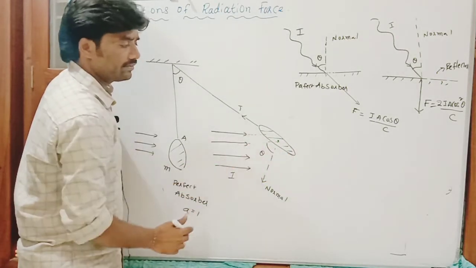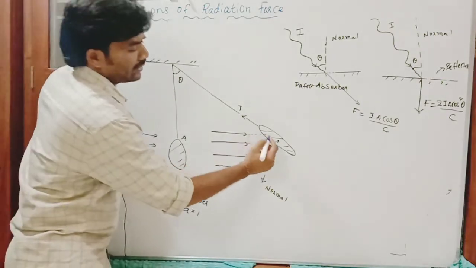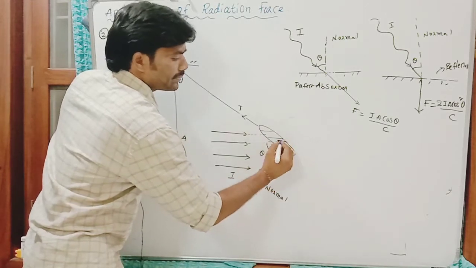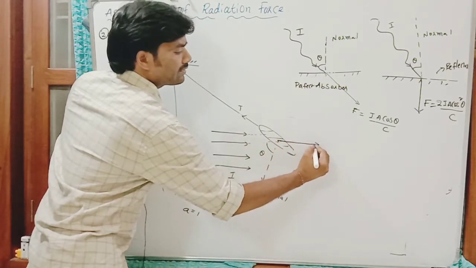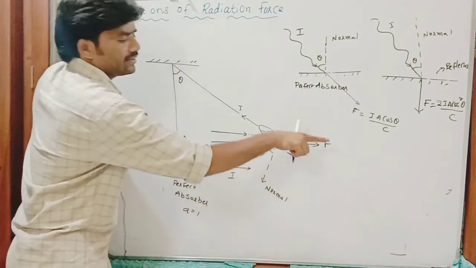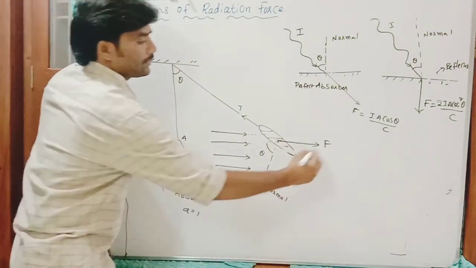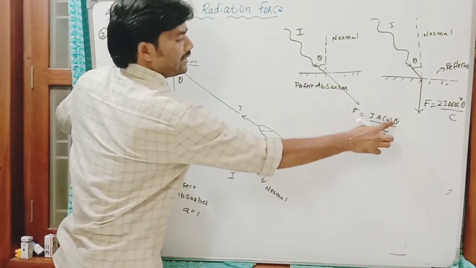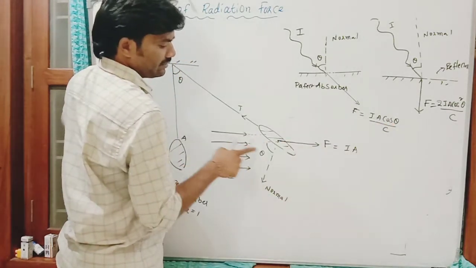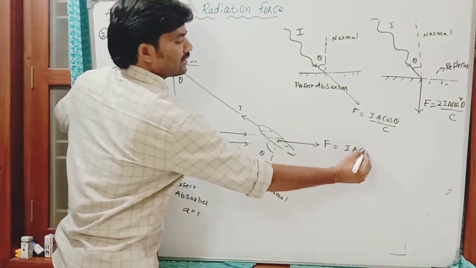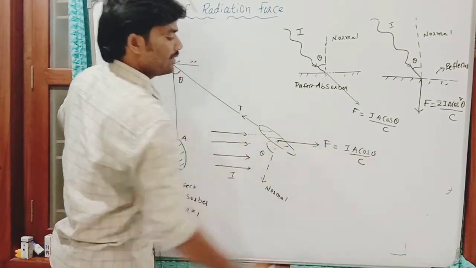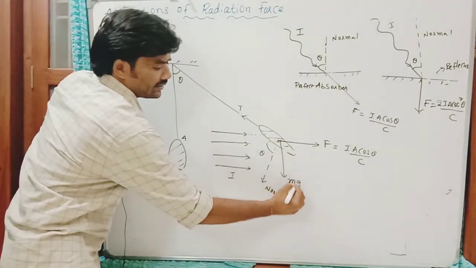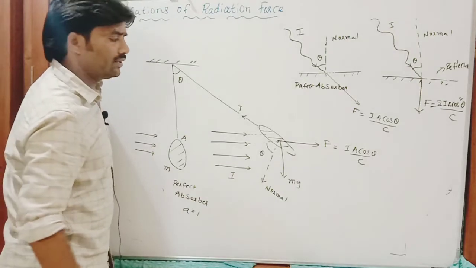But this is the absorbing material, and the force on an absorbing material is always in the direction of incident radiation, meaning along this horizontal. So what is that force? Based on this, it is IA cos theta by C, where theta is the angle between the normal and the direction of incident radiation. That is F. Now the weight of this body is vertically downwards.